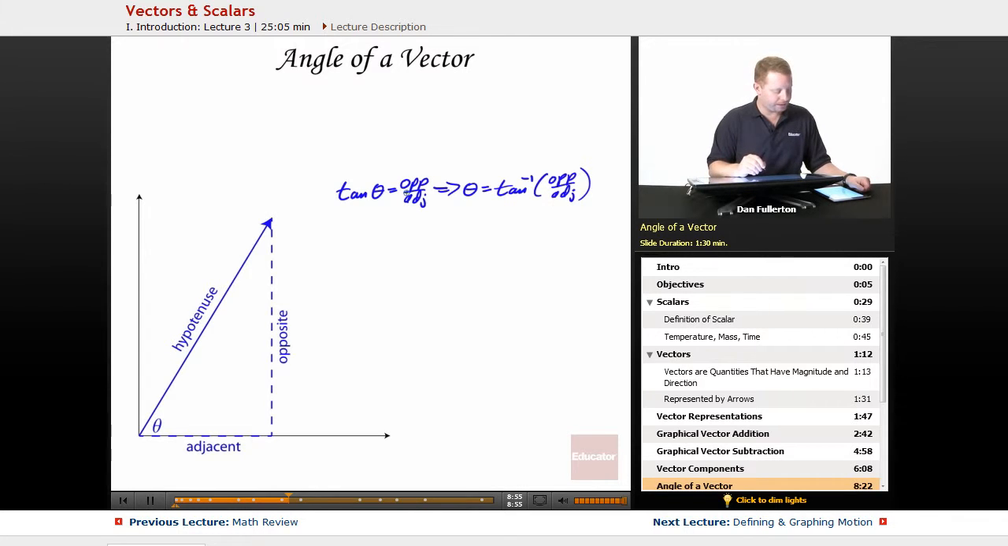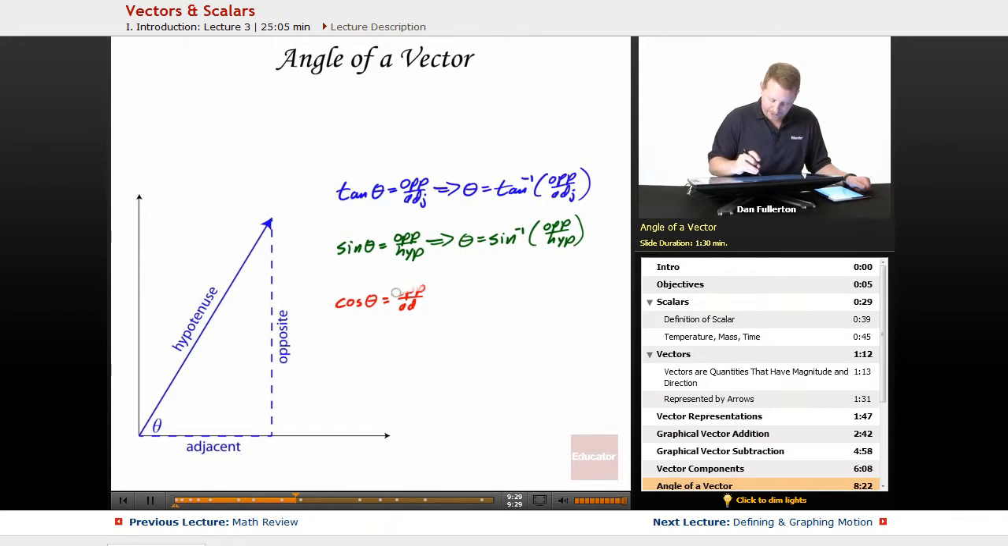But what if we don't know opposite or adjacent? Well, sine theta is equal to the opposite over the hypotenuse. So if we know opposite over hypotenuse, we can find theta by taking the inverse sine of the opposite side divided by the hypotenuse. Or what happens if we don't know the opposite side? We know the adjacent side and the hypotenuse. Well, the cosine of theta is equal to the adjacent side over the hypotenuse.